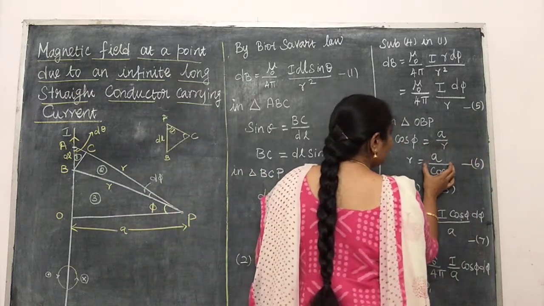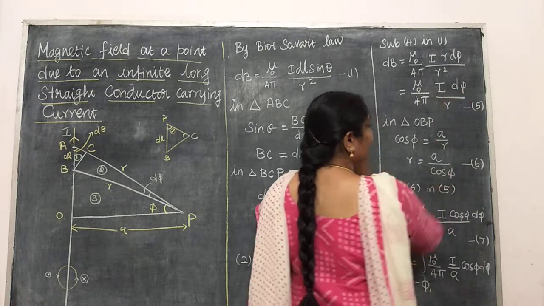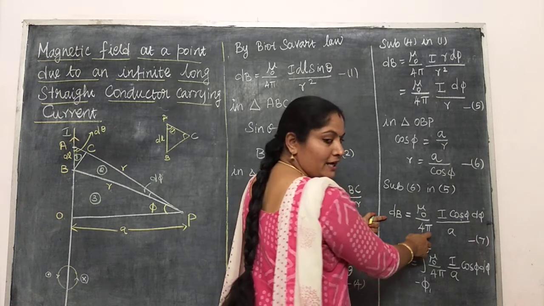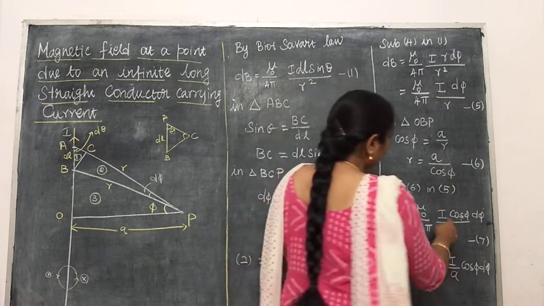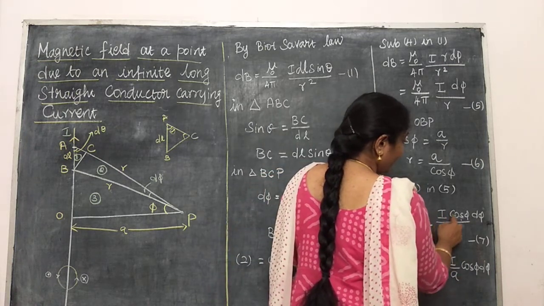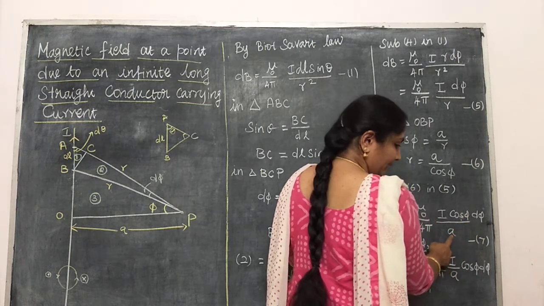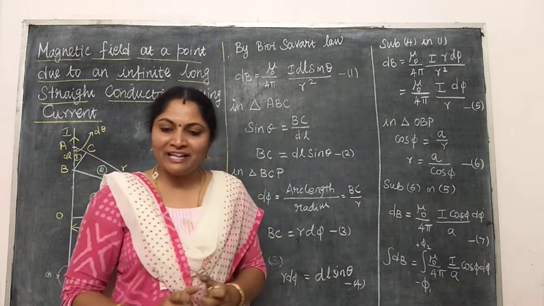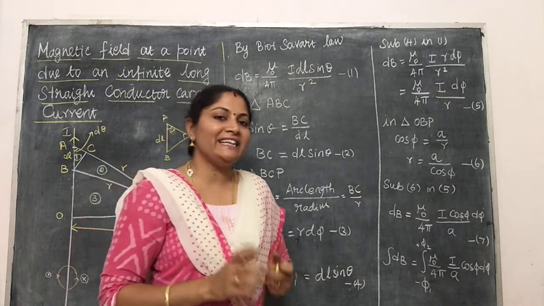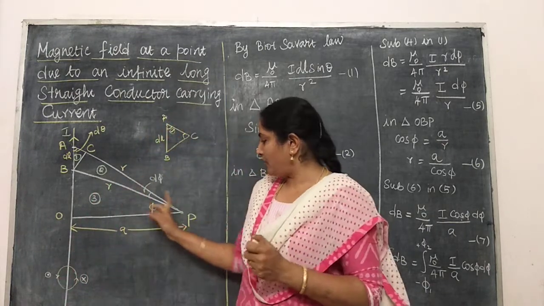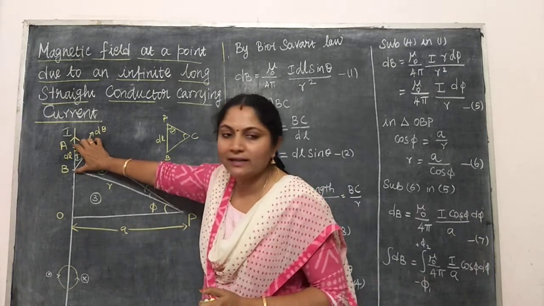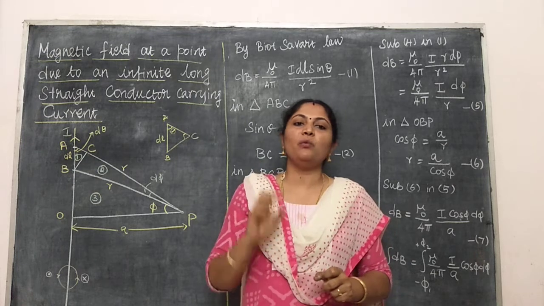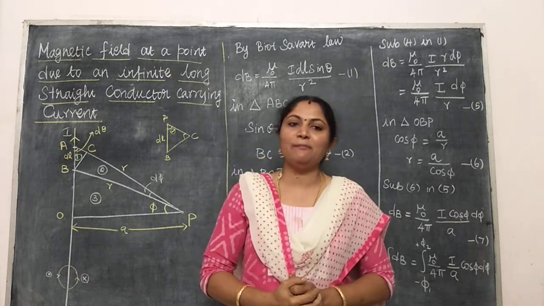So substitute this value of equation number 6 in equation number 5. We'll get dB is equal to mu naught by 4 pi I cos phi d phi by A. Okay, so now this is the small magnetic field which is produced at the point P due to the small current element. For the whole conducting wire, what is the magnetic field produced at the point P?